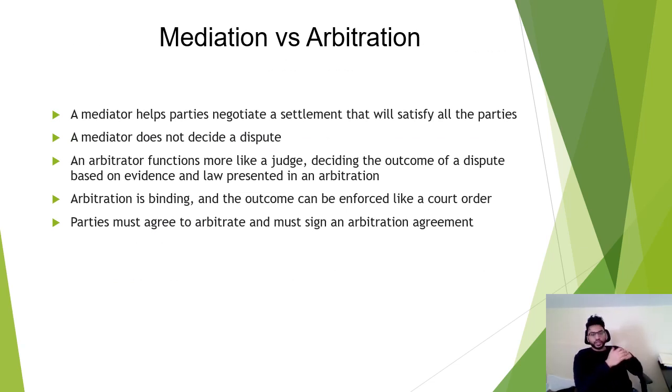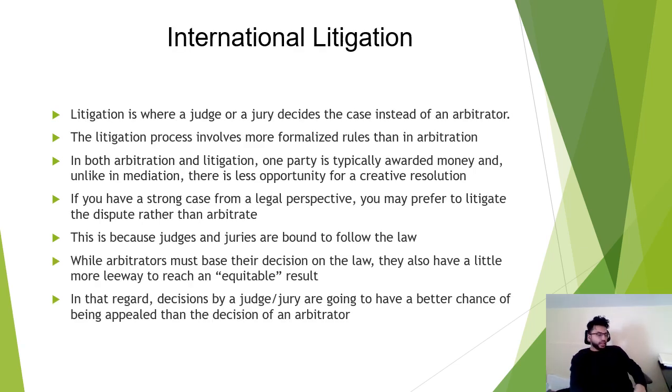A mediator helps parties negotiate a settlement that will satisfy all the parties. A mediator does not decide a dispute. An arbitrator functions more like a judge, deciding the outcome of a dispute based on evidence and law presented in arbitration. Arbitration is binding, and the outcome can be enforced like a court order. Parties must agree to arbitrate and must sign an arbitration agreement. Very simple. What's litigation then? We figured out what mediation is, what arbitration is.